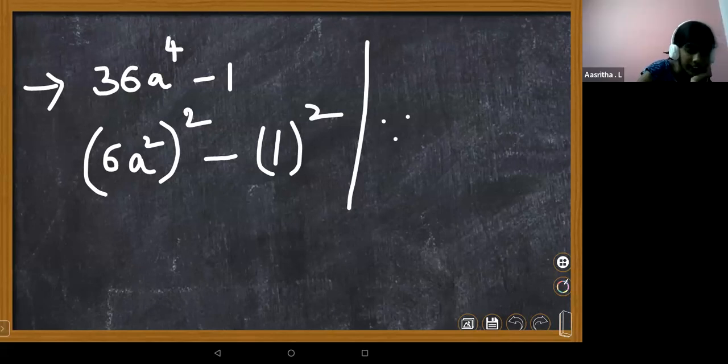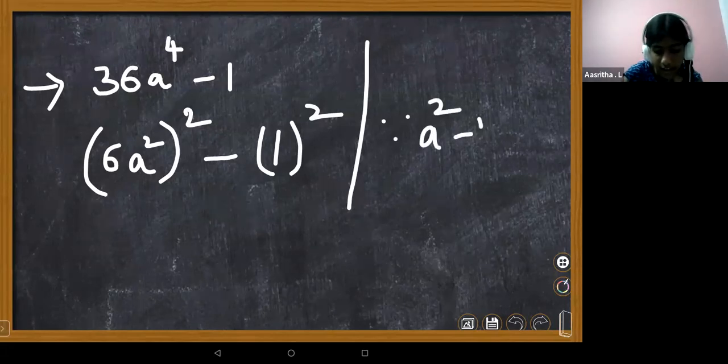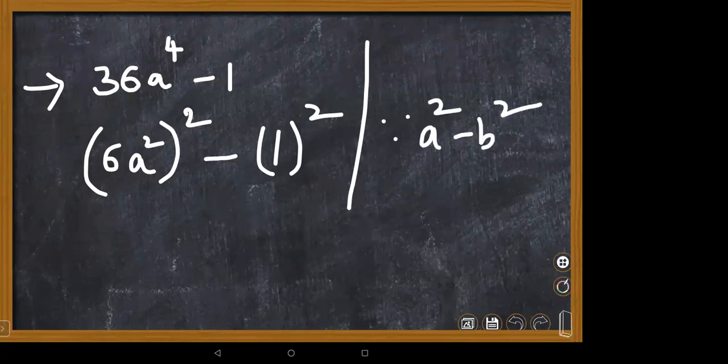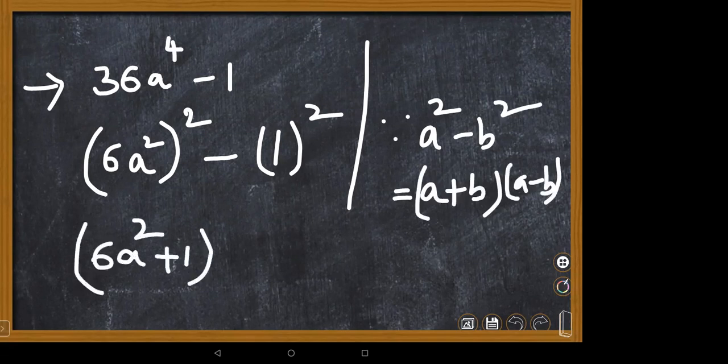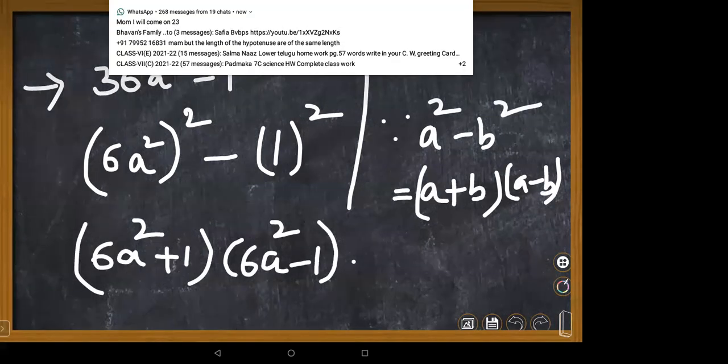A square minus B square is equal to A plus B into A minus B. So what is the value of A here? 6a square. So 6a square plus 1 into 6a square minus 1. There are many questions, children, not all similar. There are many questions.